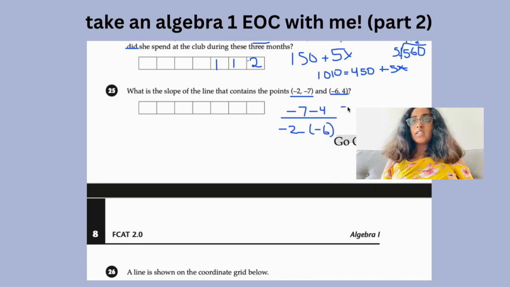So minus 7 minus 4 is minus 11. Minus 2 minus 6, which would just be plus 6, would be 4. So the slope is minus 11 over 4. And this cannot be simplified.